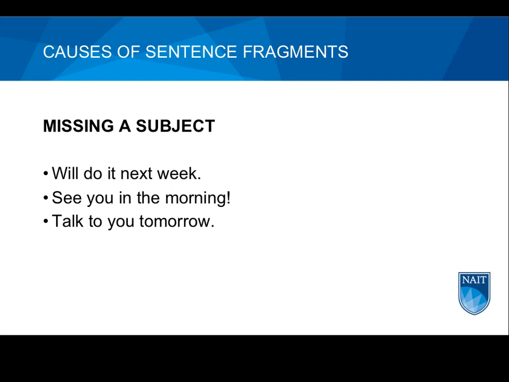Now that we know what is required for a sentence to be complete, we can look at what factors might cause a sentence to become a fragment. The first reason why a sentence might be a fragment is it could be missing a subject. Let's look at these sentences. "We'll do it next week." Here we start with the verb. It's missing a subject. Who is doing it next week?